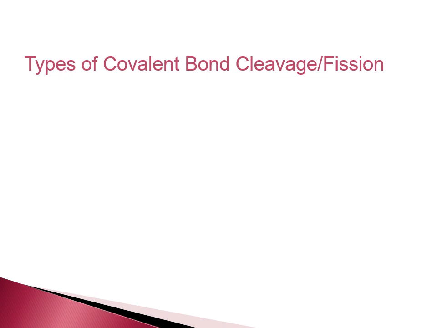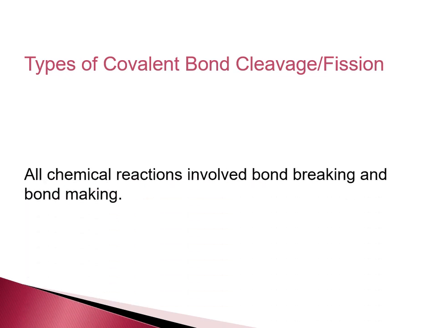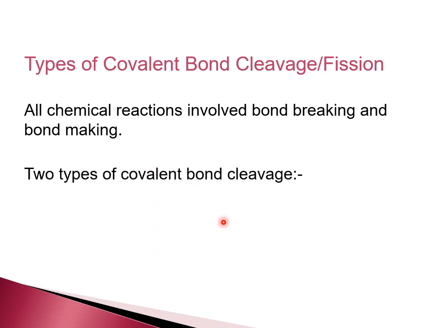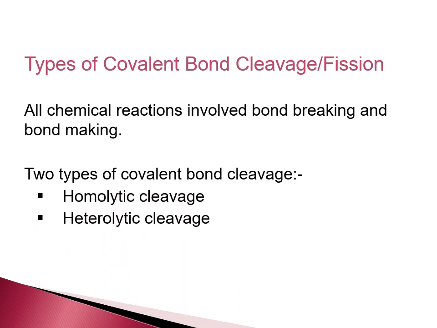Next, we are going to look at types of covalent bond cleavage or fission. Cleavage means the breaking of a bond, and when we are doing reactions, it will involve breaking and making of bonds. There are two types of breaking, which are homolytic cleavage and heterolytic cleavage.